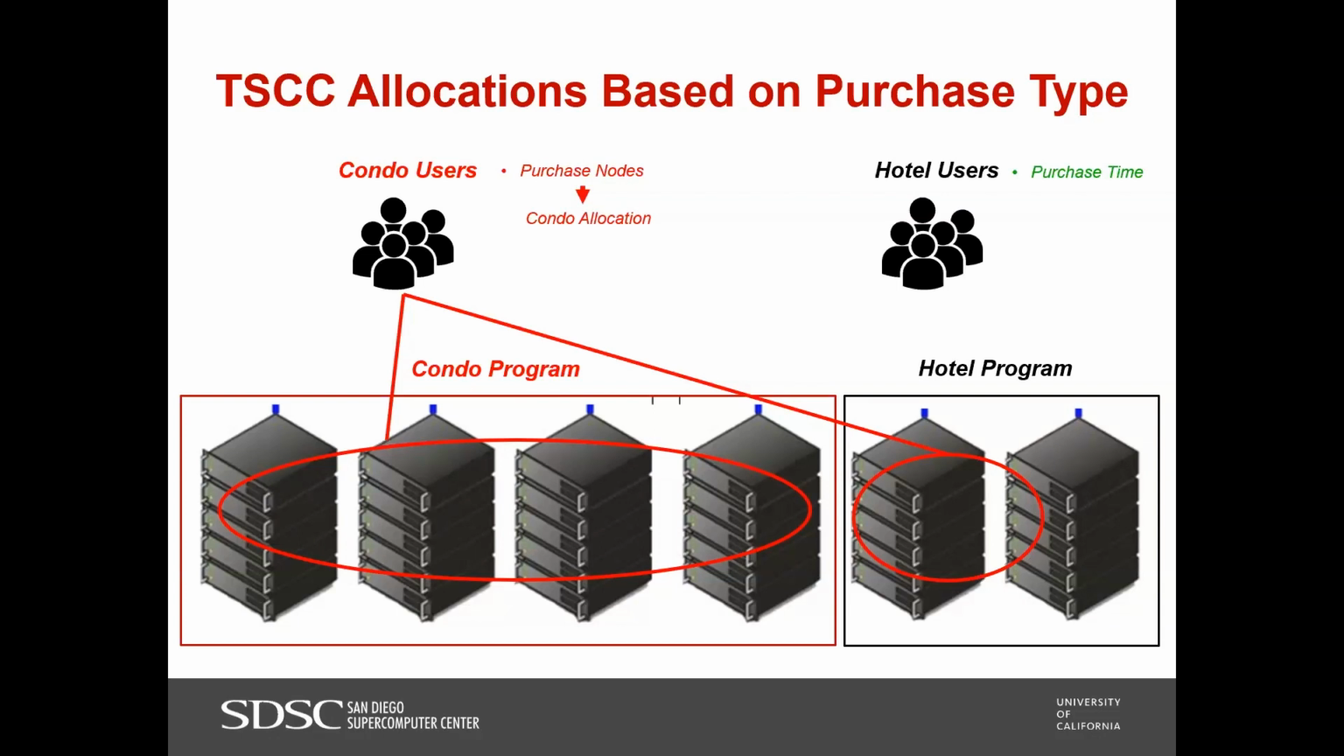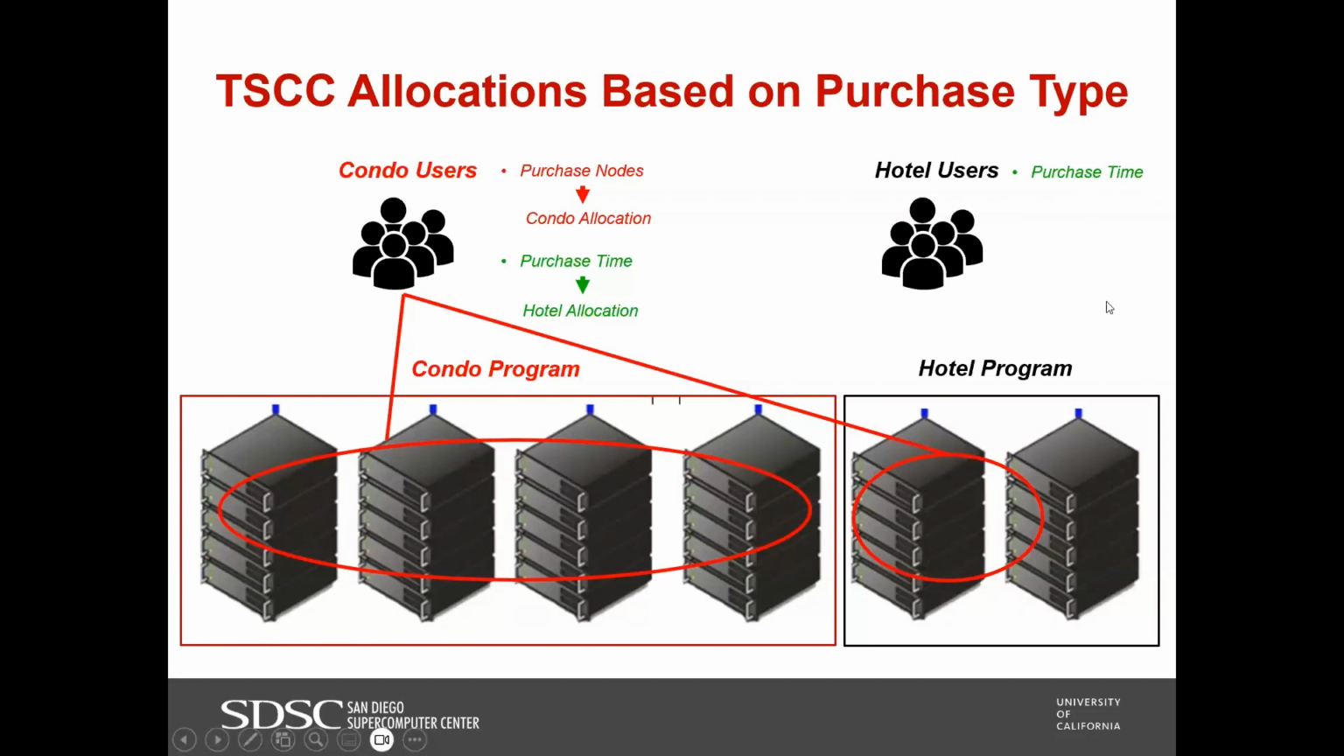Later, if they are running out of SUs in their condo allocation but wish to keep using TSCC, they can purchase new SUs, but not add them to their condo allocation anymore. They will get a new hotel allocation for saving the computational time they purchased, and they can use the new hotel allocation to run jobs on the hotel program.